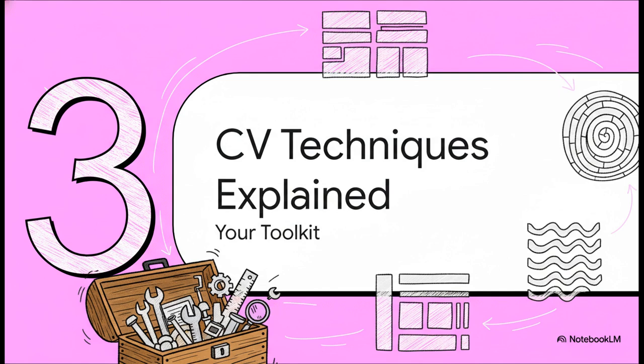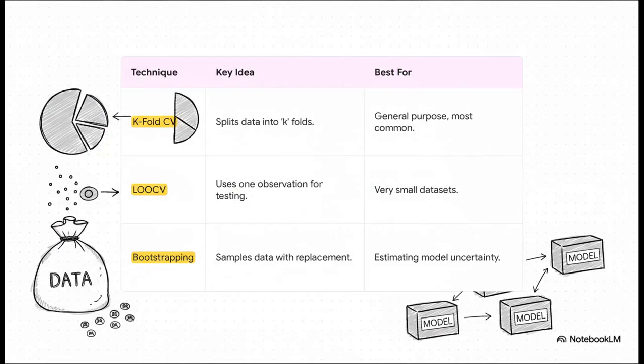Okay, so cross-validation isn't just one single thing. It's more like a family of different techniques. So let's go ahead and open up our toolkit and check out a few of the most popular and useful methods that you're probably going to run into. Just to give you a quick overview, first there's K-fold. This is like the dependable workhorse of the group. You'll see it everywhere. Then you've got something called leave one out, or LOOCV for short. It's kind of the extreme version, and it's really best when you have a super small data set. And last but not least, there's bootstrapping. It works a little differently, and it's awesome for checking how stable your model is.